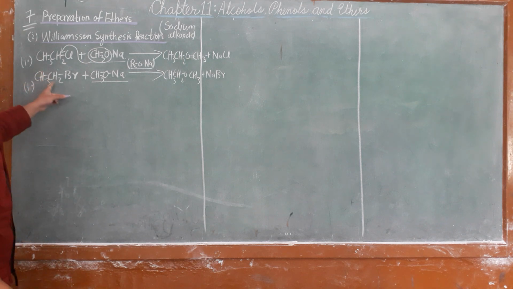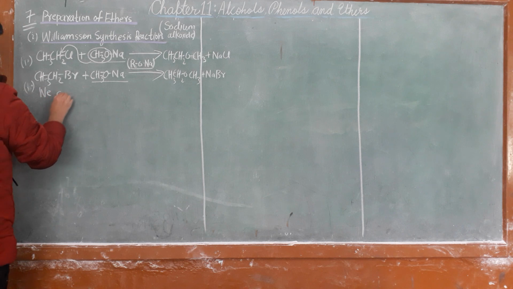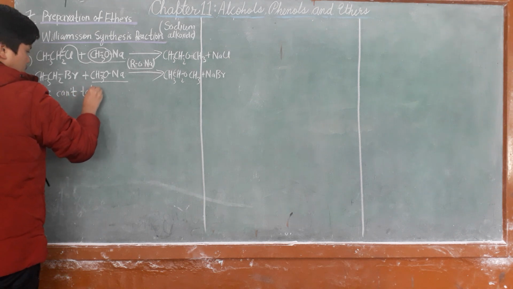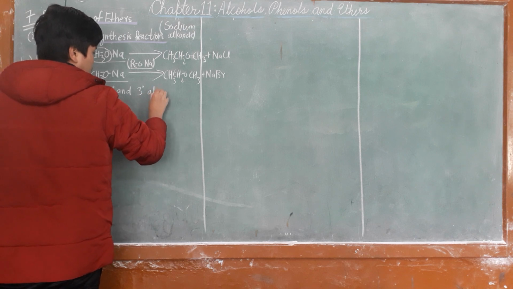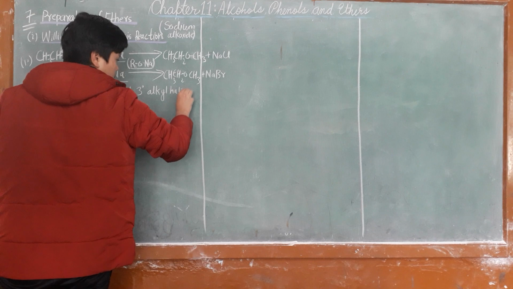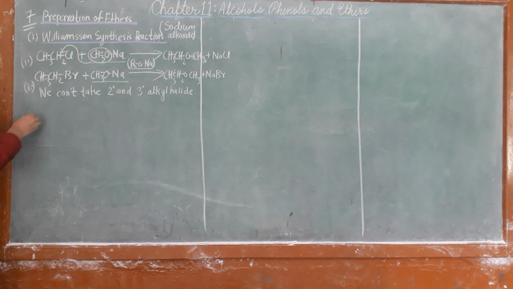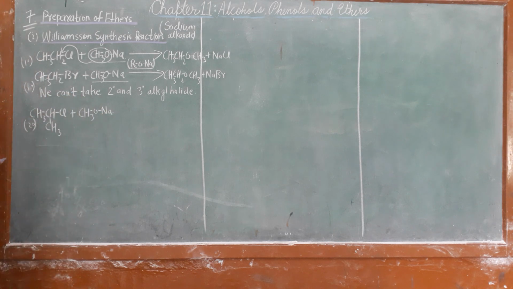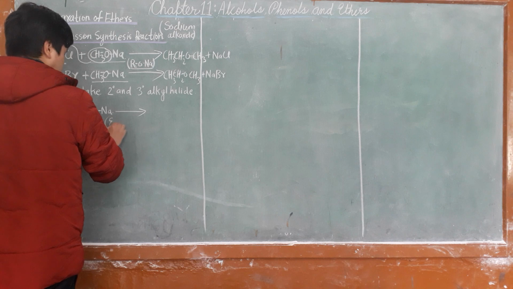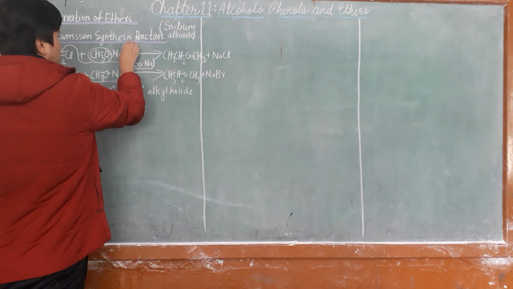But there's a condition: you cannot take secondary or tertiary alkyl halide in this reaction. Why? Take CH3CHClCH3, a secondary haloalkane, with CH3ONa. What happens is elimination takes place, not substitution.